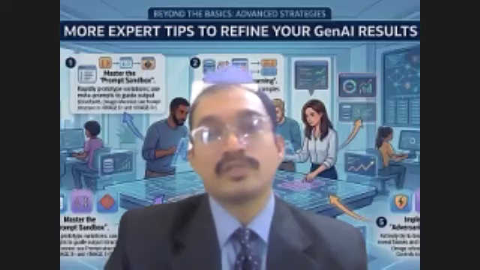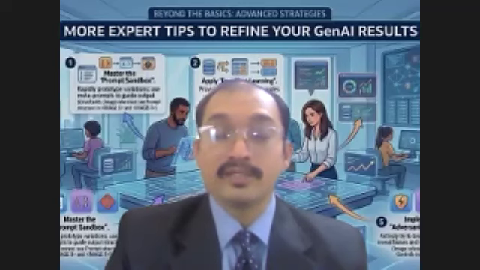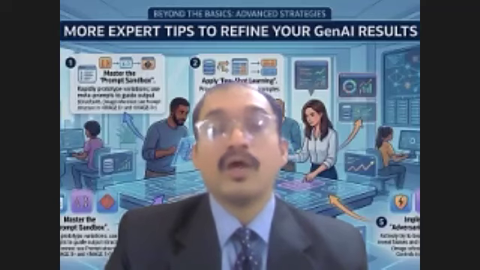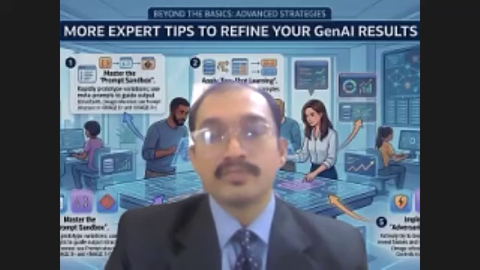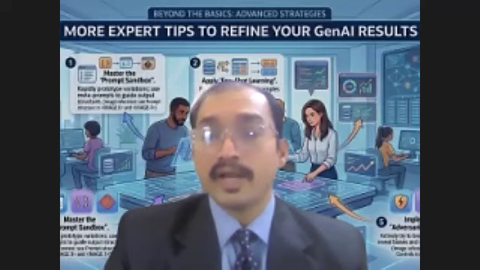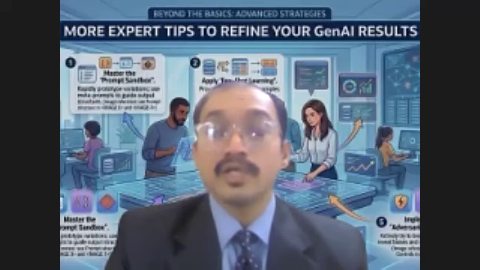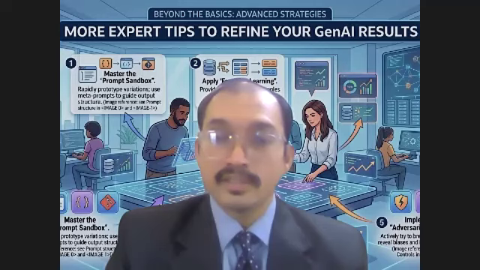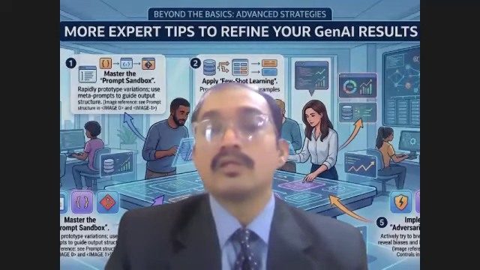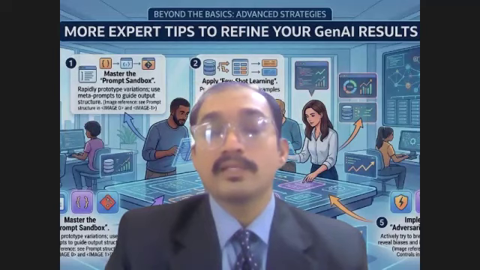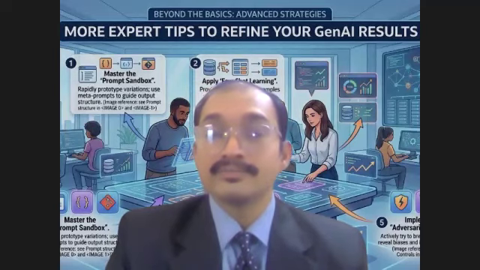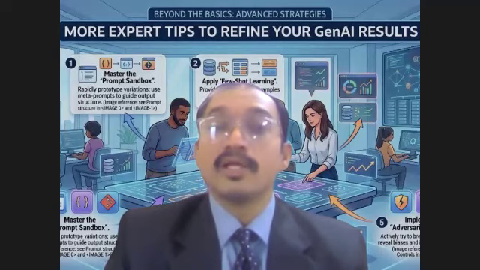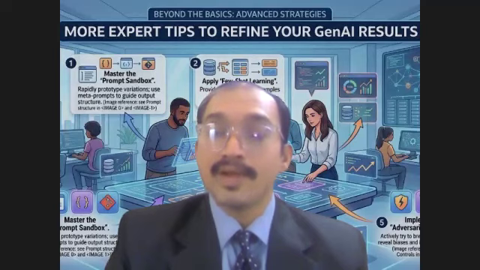The 20 tips with real time scenarios, and the first in the list: role based constraints. Don't just ask for an answer, define the persona's professional boundaries. Let's discuss a scenario. The prompt should be: act as an OCI security auditor, review this IAM policy for overprivileged access, ignoring any non-security related formatting issues.